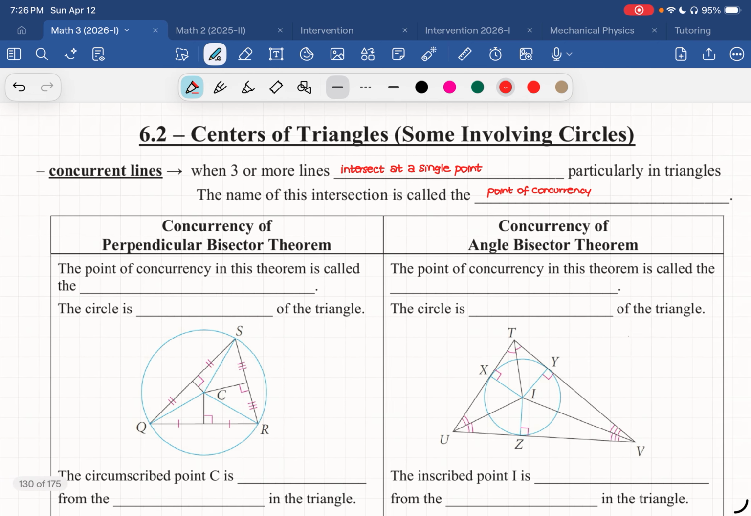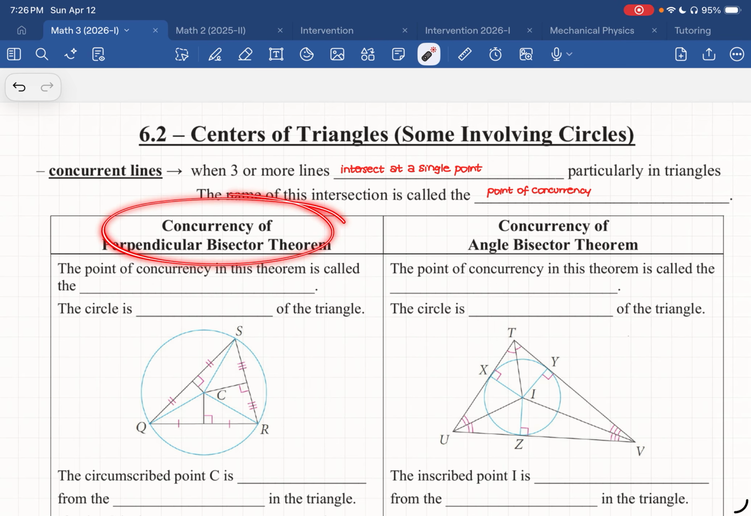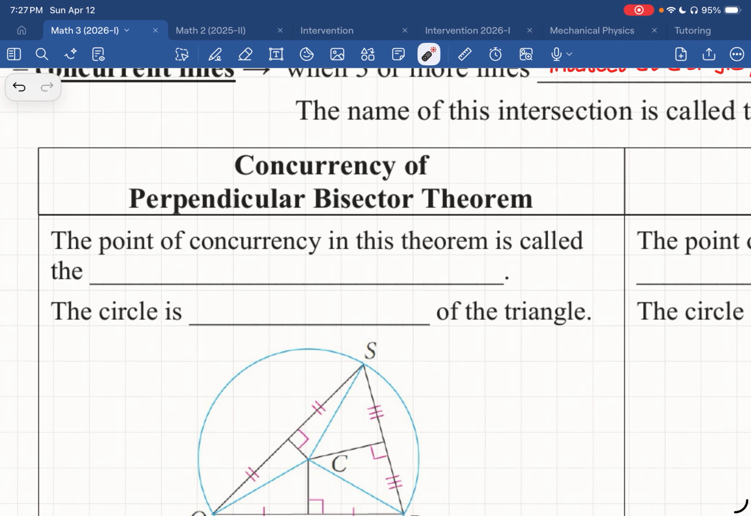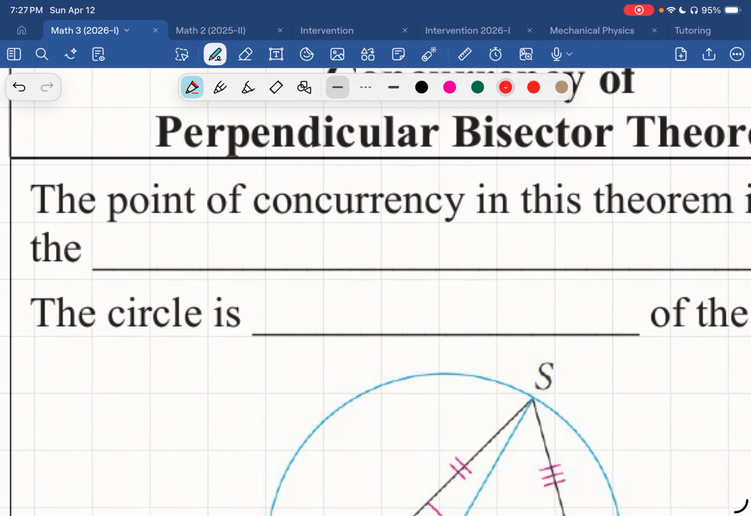So now that we know that, we can go ahead and discuss these two different theorems. The first one is called the concurrency of perpendicular bisector theorem, and the second one is called the concurrency of angle bisector theorem. So let's start with this one. It says that the point of concurrency in this theorem is called the circumcenter. So let's write it here.